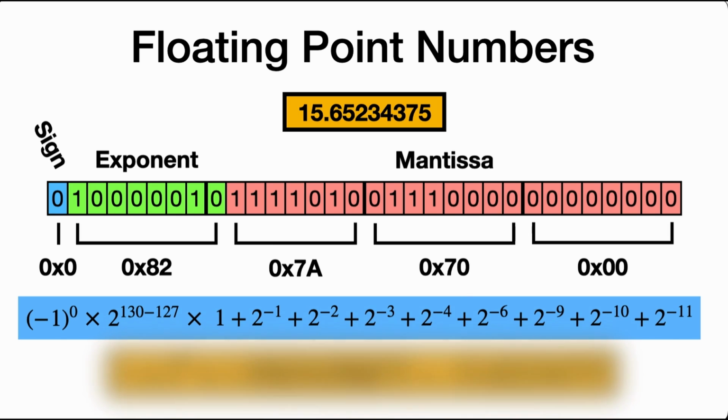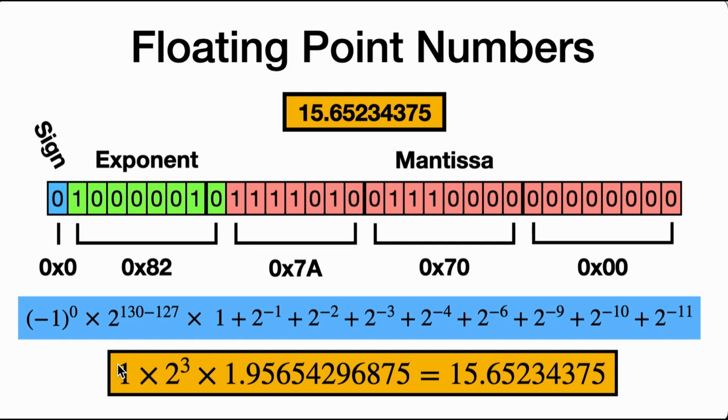So what does it come to? Well, we got 1 here because the sign is 0. Anything to the power of 0 is 1, times 2 to the power of 3, times 1.9565, etc., which is the combination of these exponents here. And that comes down to our number that we're looking for.